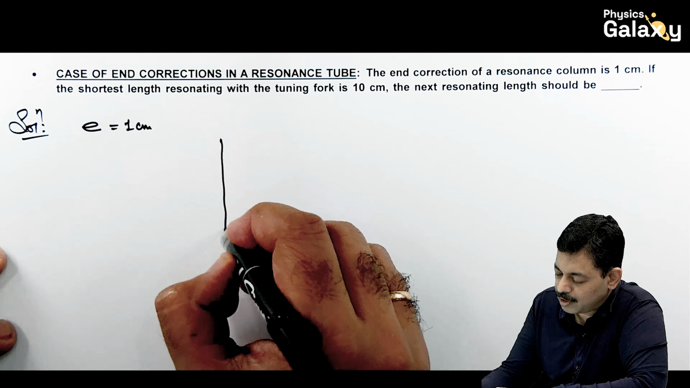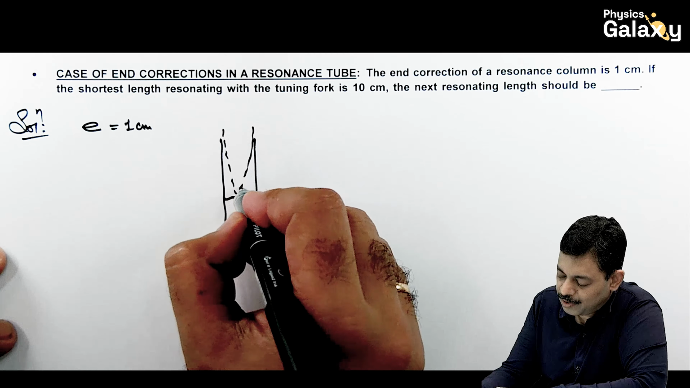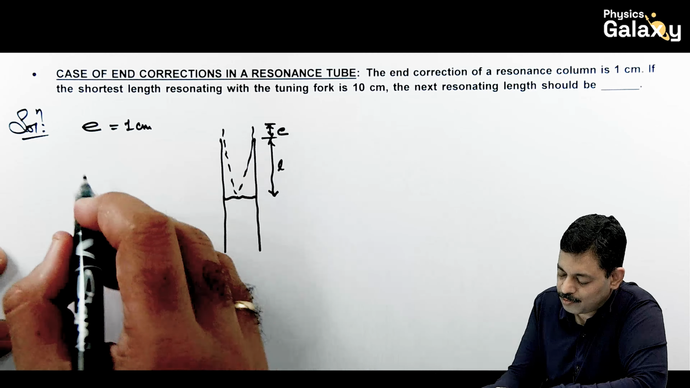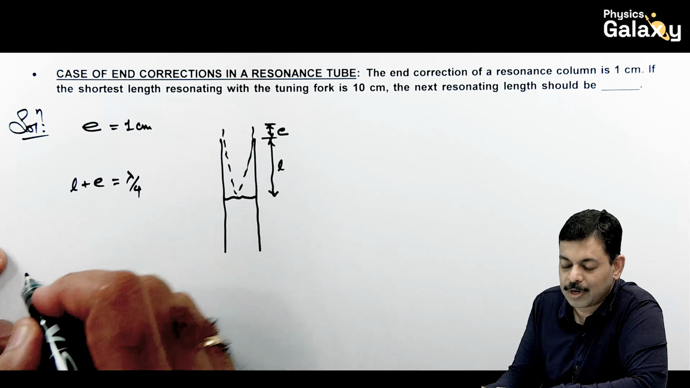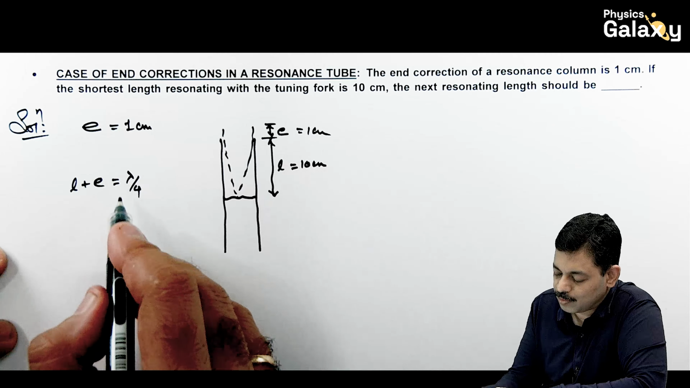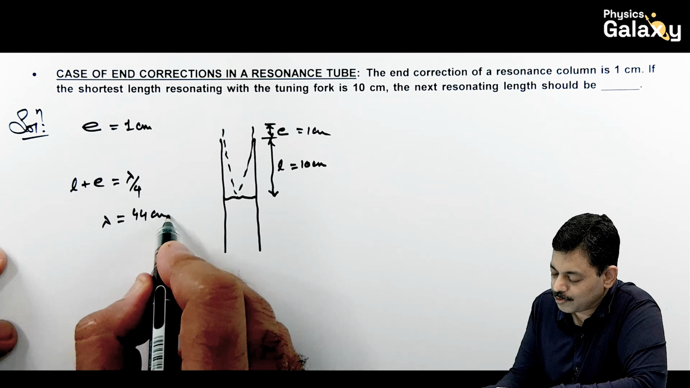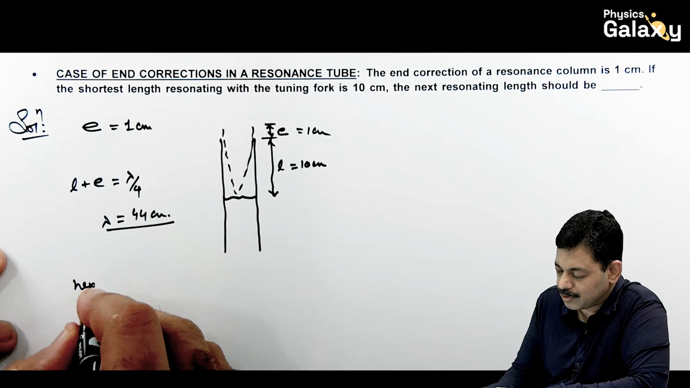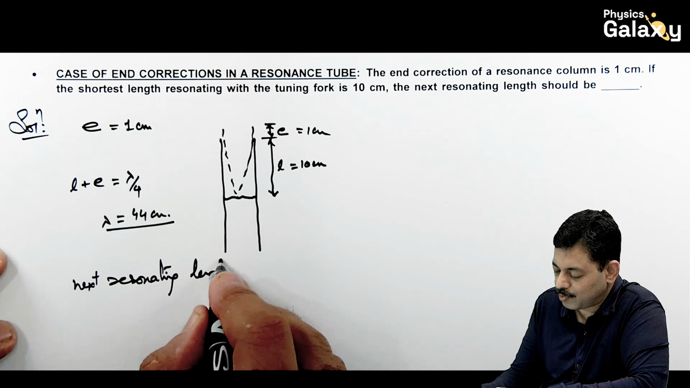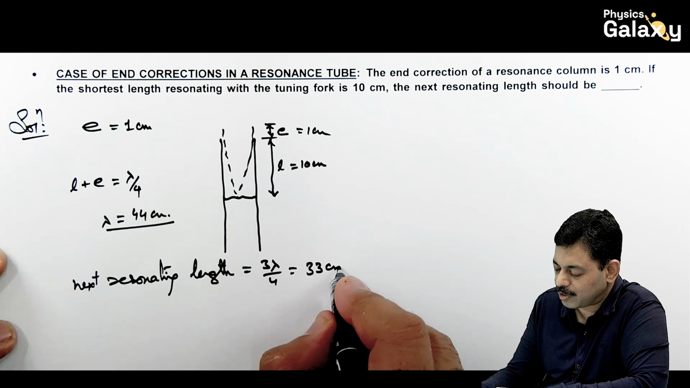If we talk about a resonance tube, the water level at which it will resonate shortest will be when the length of the tube equals λ/4. So if it is L and the correction remains constant, we can write L plus E should be λ/4. Here L is given as 10 centimeter, E is given to us as 1 centimeter. So you can see the value of lambda we are getting is 11 into 4, which is 44 centimeter. This is the wavelength. And if we talk about the next resonating length, what should it be? This should be 3 λ/4. So if I put lambda as 44, it comes out to be 33 centimeter.